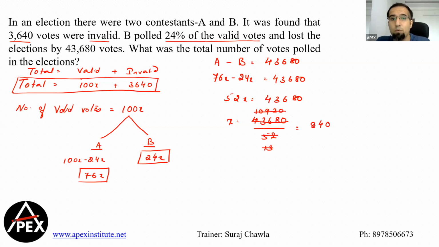Now, again, I repeat, what is the question asking is the total number of votes, and now the total number of votes are this. That's going to be 100 into 840 becomes 84,000 plus 3640. So that means your answer is going to be 87640.